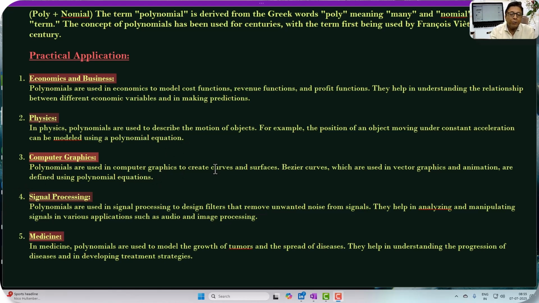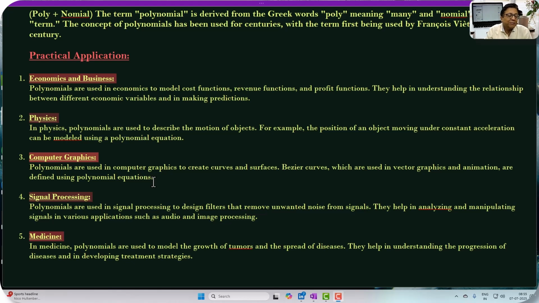Computer graphics. These are used in computer graphics to create curves and surfaces. Bezier curves, which are used in vector graphics and animation, this is the very practical side of learning computers, are defined using polynomial equations.